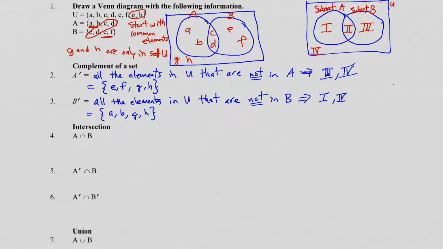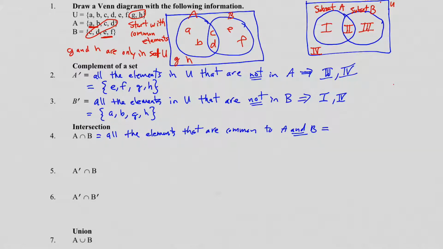Okay, so next, that's the complement of a set. Now we have the concept of the intersection. The intersection of A and B is basically all the elements that are common to A and B. Okay, keyword being "and."